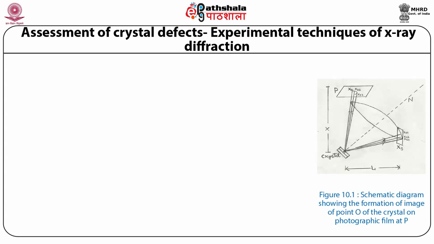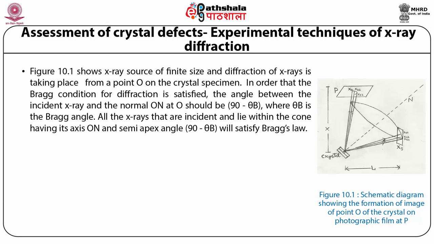Figure 10.1 is a schematic diagram showing the formation of an image from point O of the crystal on a photographic film at P. This figure shows an X-ray source of finite size, and diffraction of X-rays is taking place from a point O on the crystal specimen.